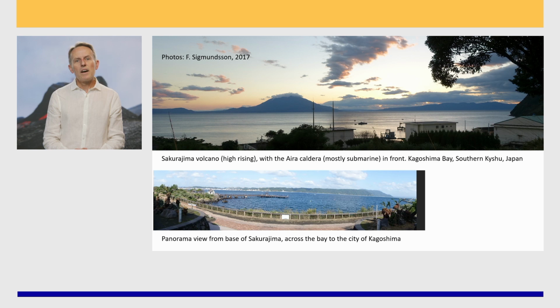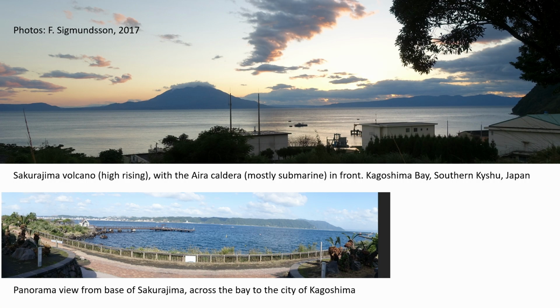Let's have a look at some of the examples of the use of the Mogi model, and this picture was also on the initial slide. The pioneering work of Mogi was a study of the 1914 eruption of the Sakurajima volcano in Japan. The volcano shown in this figure is on the border of the mostly submarine Aira caldera at the southern Kyushu in Japan. The lower photo shows a view from the base of the Sakurajima volcano across the Kagoshima Bay towards the city of Kagoshima.